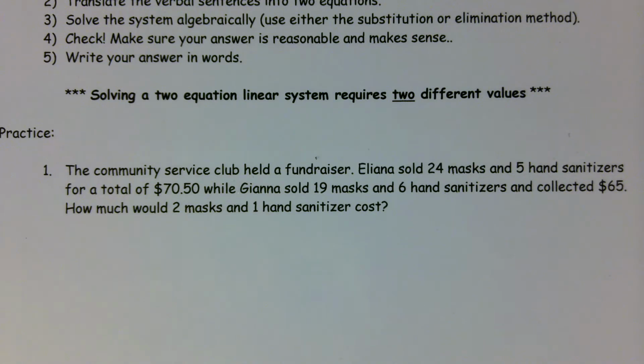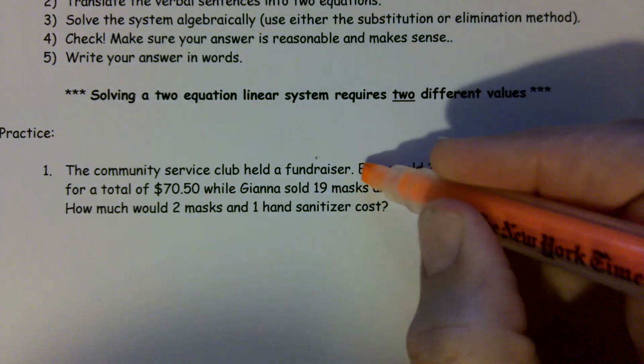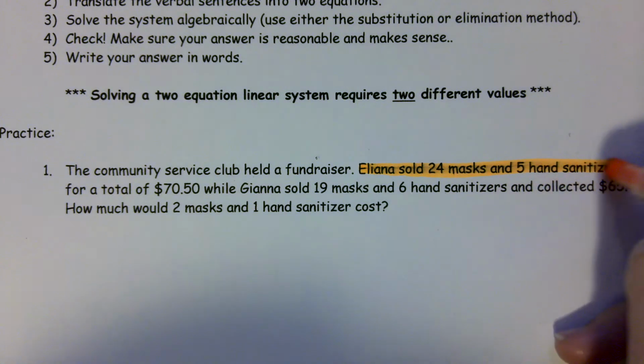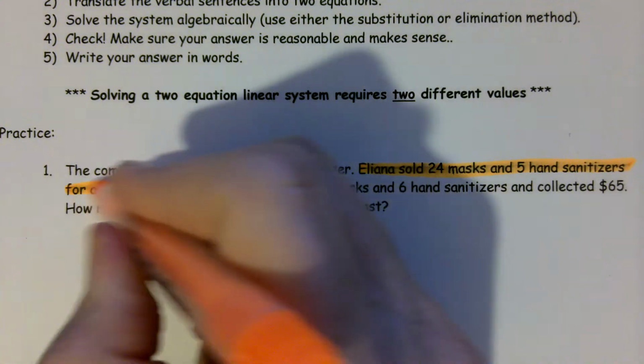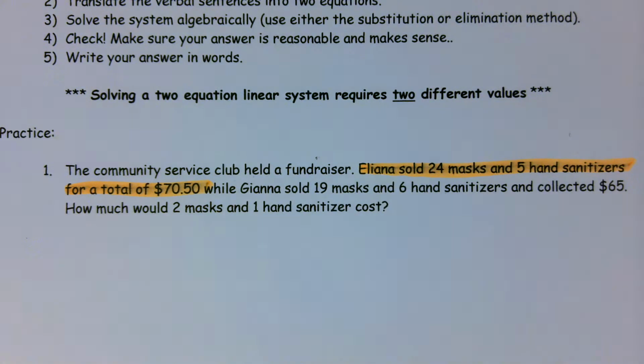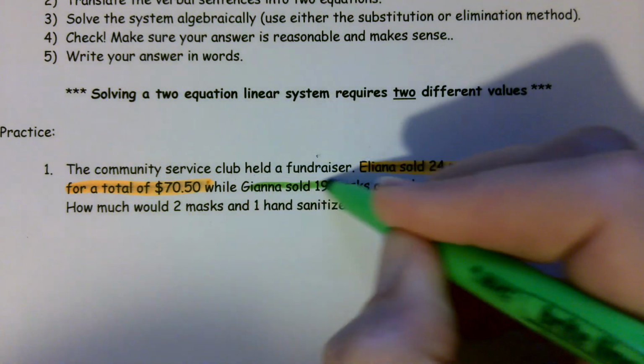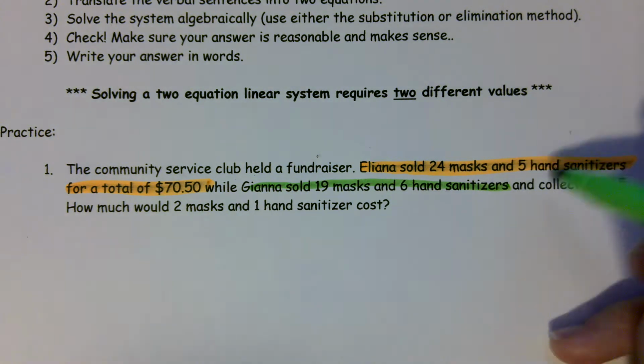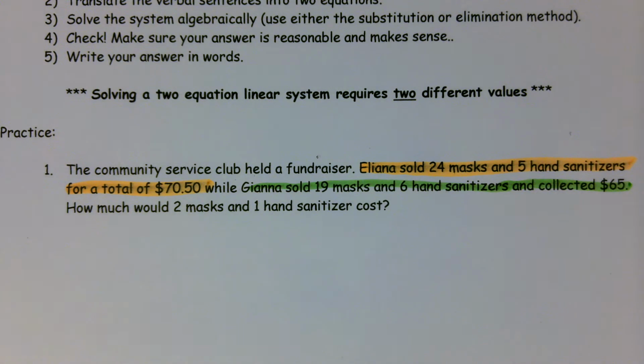Okay, our first problem involves a community service club that held a fundraiser. So we're told that Eliana sold 24 masks and 5 hand sanitizers for a total of $70.50. Meanwhile, Gianna sold 19 masks and 6 hand sanitizers and collected $65. We want to know how much 2 masks and 1 hand sanitizer would cost.